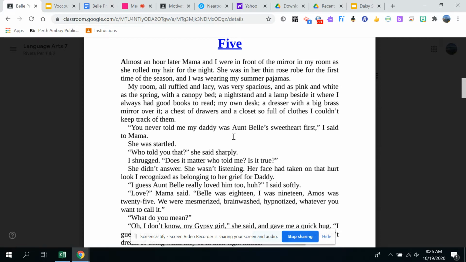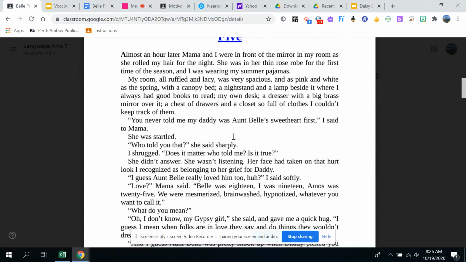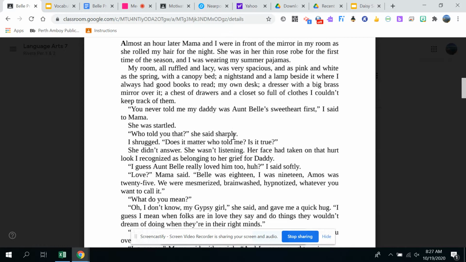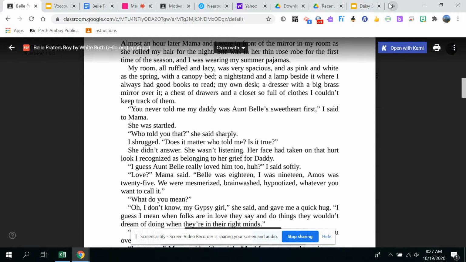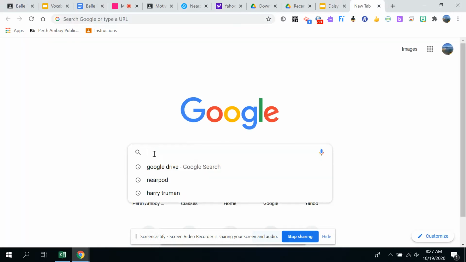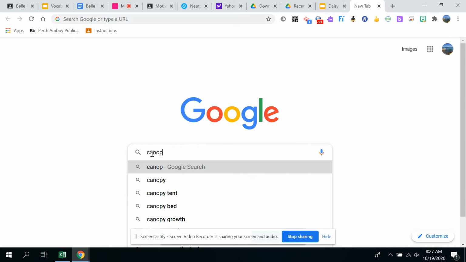Almost an hour later, Mom and I were in front of the mirror in my room as she rolled my hair for the night. She was in her thin rose robe for the first time of the season, and I was wearing my summer pajamas. My room, all ruffled and lacy, was very spacious. That means a lot of space. And as pink and white as the spring, with a canopy bed. You guys know what a canopy bed is? Everybody know what a canopy bed is? That's what it is.